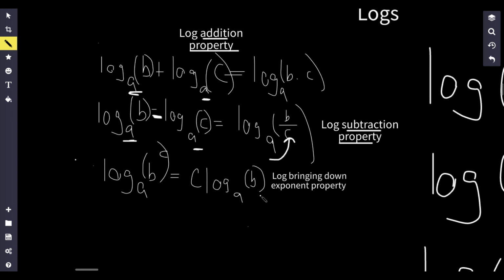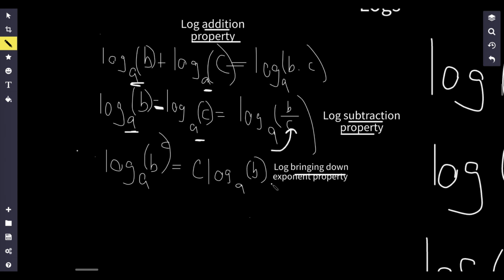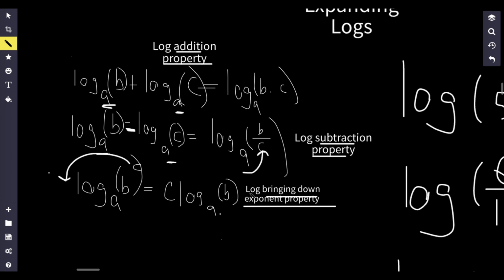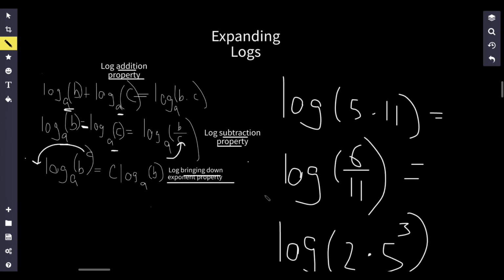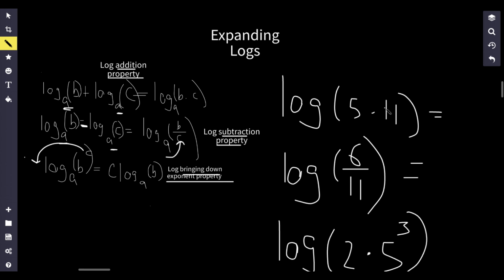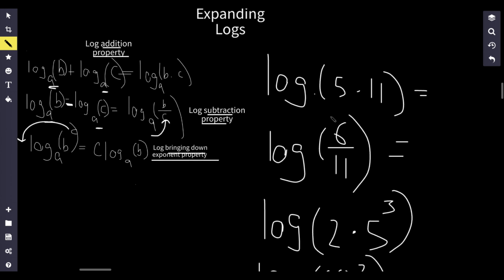And for the log bringing down the exponent property, if you have an exponent inside this logarithm, you just bring it down. So this is just equal to c times log base a of b. Now using these properties, let's try to expand some logarithms.